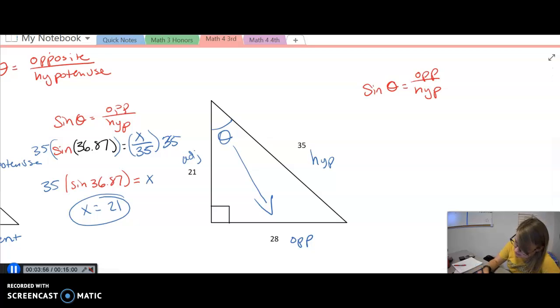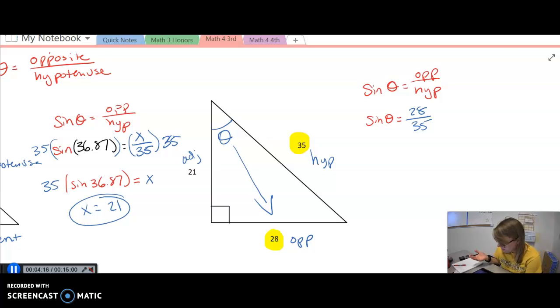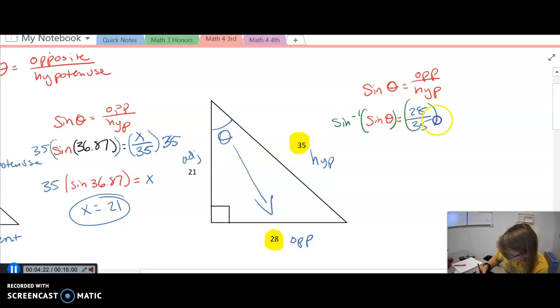So knowing that we have sine of theta equals opposite, well, opposite is our 28 this time over my hypotenuse, which is 35 this time. And so now we have sine of theta equals 28 over 35. Well, how do we find theta? We can take this wonderful thing called the inverse sine of both sides. And then what happens is the inverse sine and the sine cancel. So we have theta equals the inverse sine of our fraction, 28 over 35.